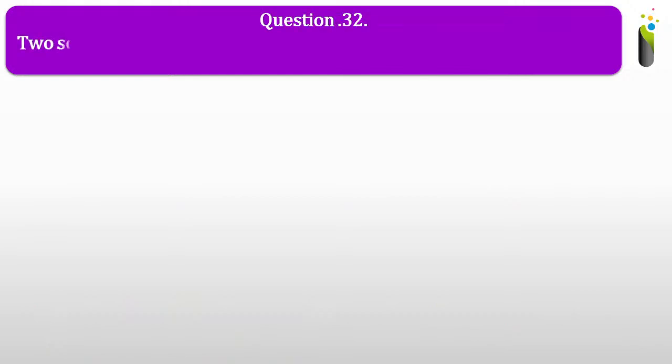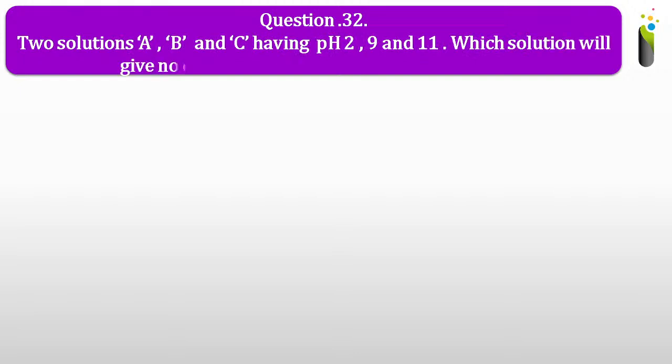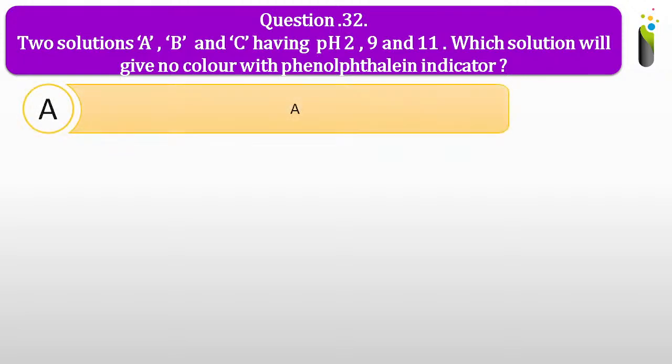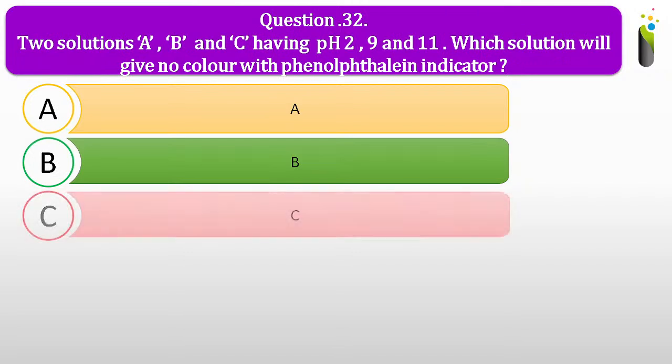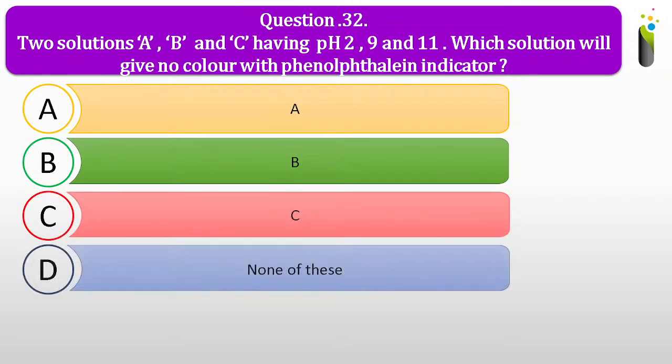Question number 32. Three solutions A, B, and C having pH 2, 9, and 11. Which solution will give no color with phenolphthalein indicator? A. Solution A. B. Solution B. C. Solution C. D. None of these.